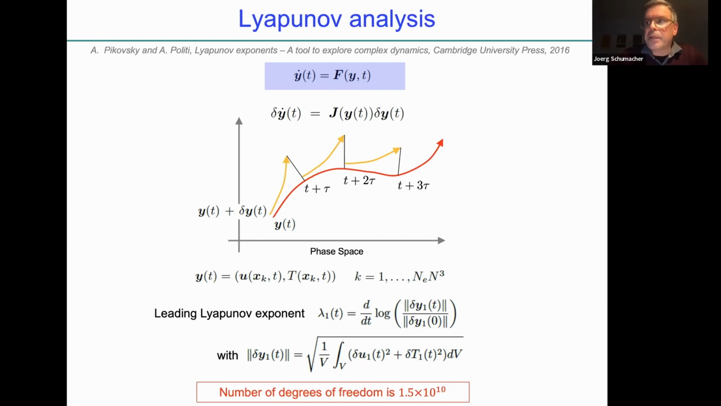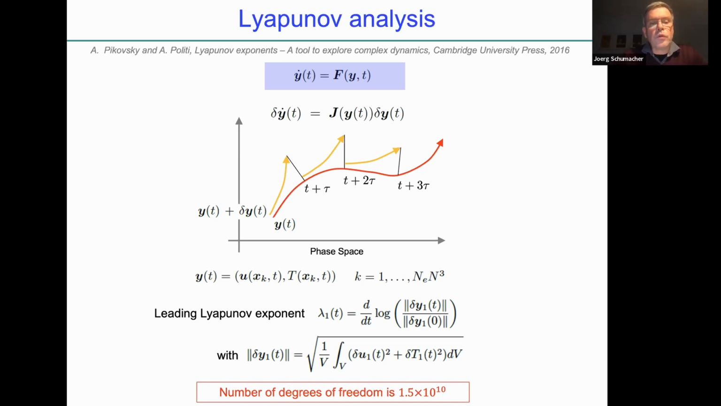And this dynamical system, or better to say, the evolution of our turbulent flow with respect to time, describes a trajectory, a curve, through an extremely high dimensional space. So I have just at the bottom estimated the number for our simulations. So the space dimension, the phase space dimension, is something like 1.5 times 10 to the 10 or even larger. So it's a very high dimensional space.